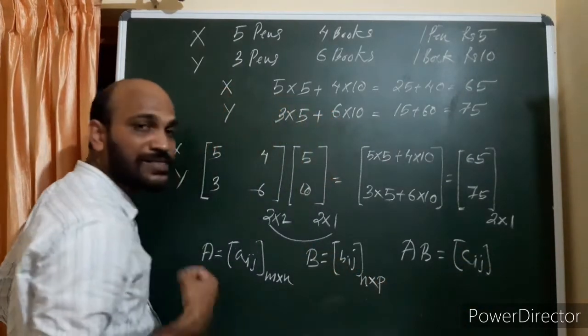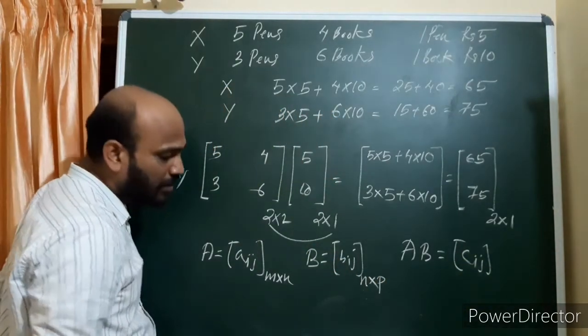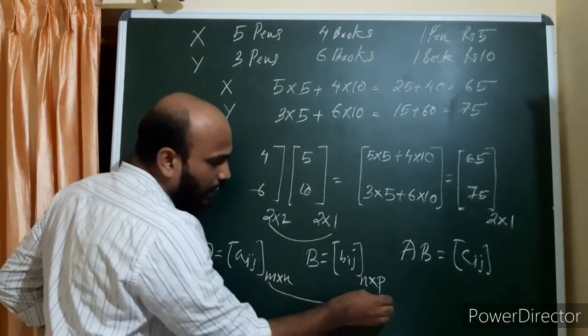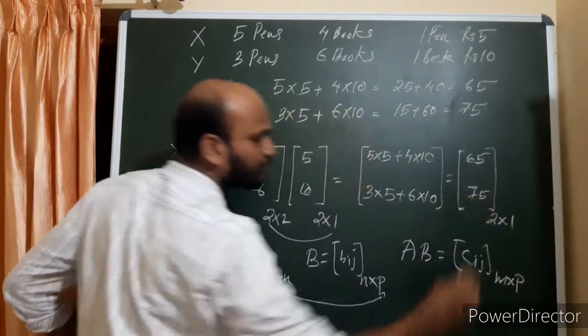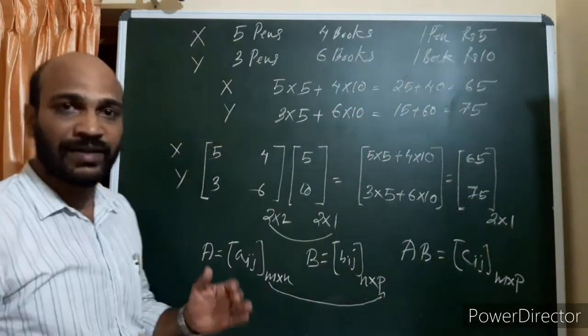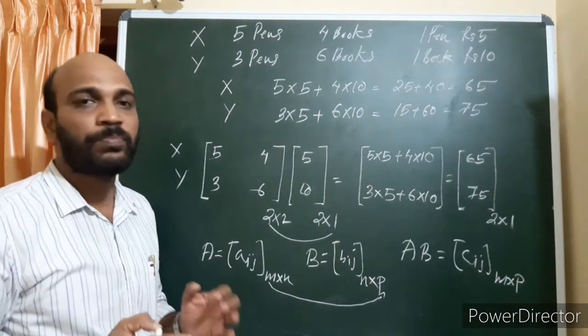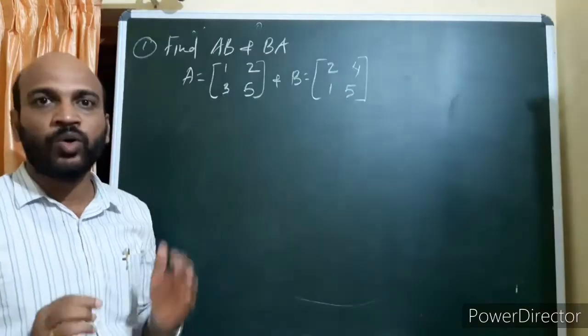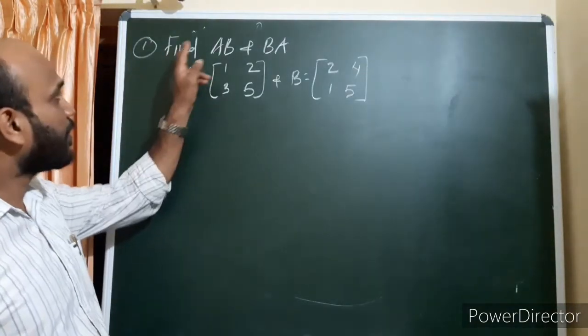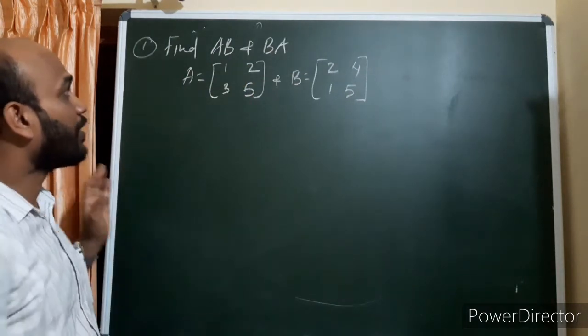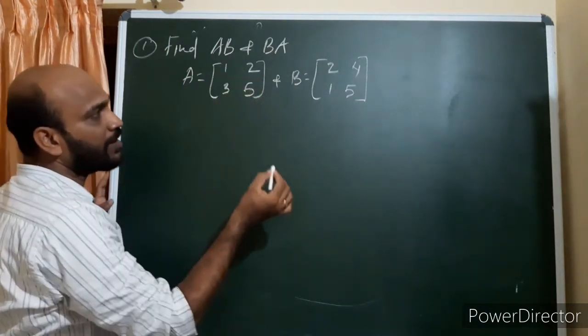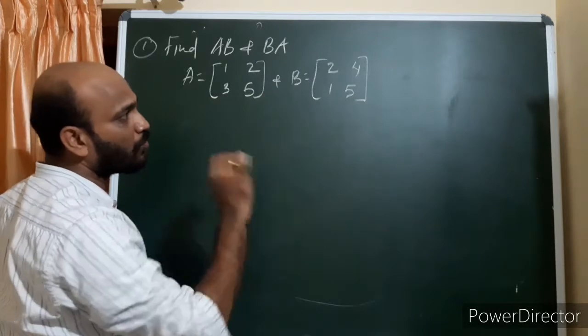What is the order of the resultant matrix? The order of the resultant matrix will be M by P. So we will get a clear idea when we do more problems. Okay. Now consider one question. Find AB and BA where A equal to matrix 1, 2, 3, 5 and B equal to matrix 2, 4, 1, 5.